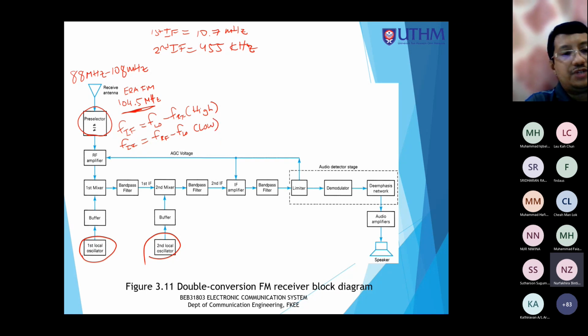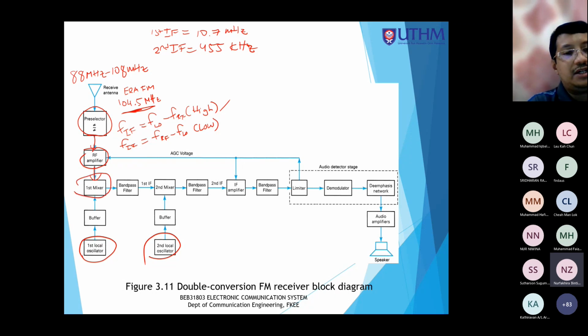Let's say I want to use high side injection, because most practical systems use high side injection. In this case, I can assume that the frequency of the oscillator is higher than my input frequencies. My input frequency is from 88 until 108. Now the signal has been passed through the RF amplifier. So we have limited the frequencies, centered at 104.5. We pass through the RF amplifier to amplify the amplitude. And then it will pass through the first mixer.